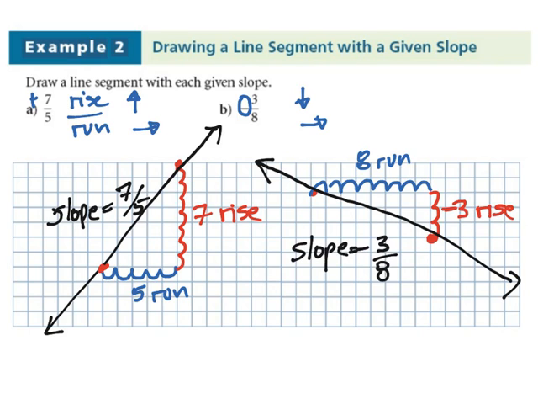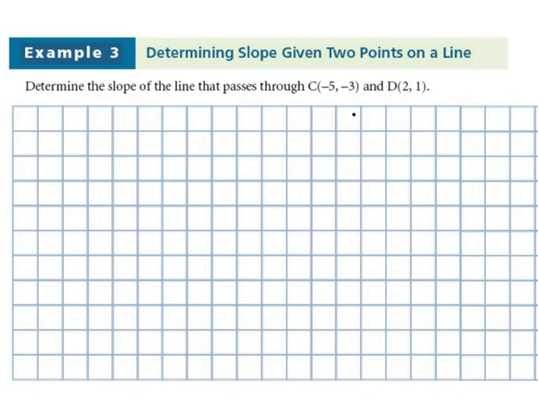Let's take a look at a different example. Determine the slope of the line that passes through specific coordinate points C, negative 5 and negative 3, and D, which has coordinate point of 2 and 1. So in this case, it's very important for us to draw the x and y axis and plot these points on our x and y axis, on our graph.